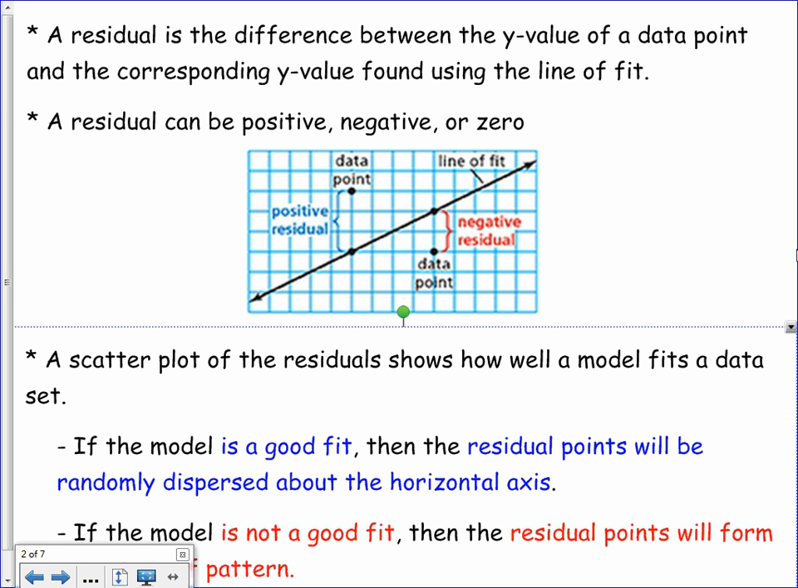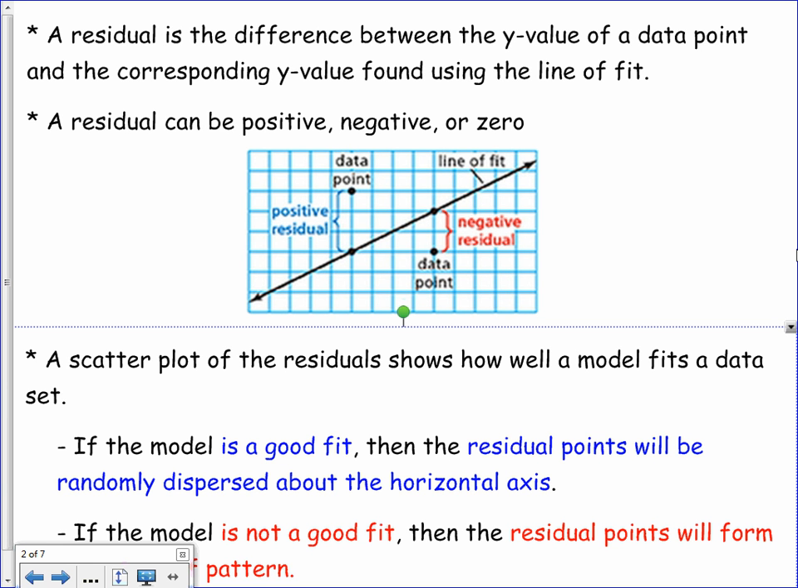Now, a residual is the difference between the y value of a data point and the corresponding y value found using the line of fit. We try to see how well a line of fit models a data set by using residuals. A residual can either be positive, negative, or zero. We're seeing by this graph that a positive residual is when the data point is above the line of fit, and a negative residual is when the data point is below the line of fit.